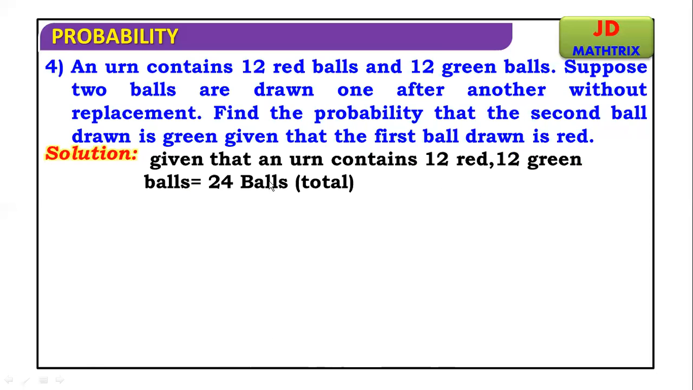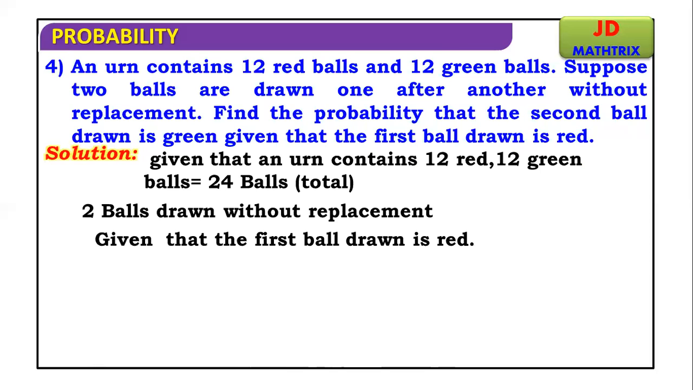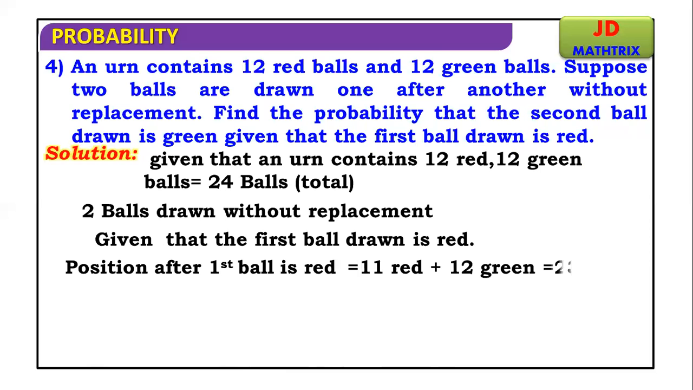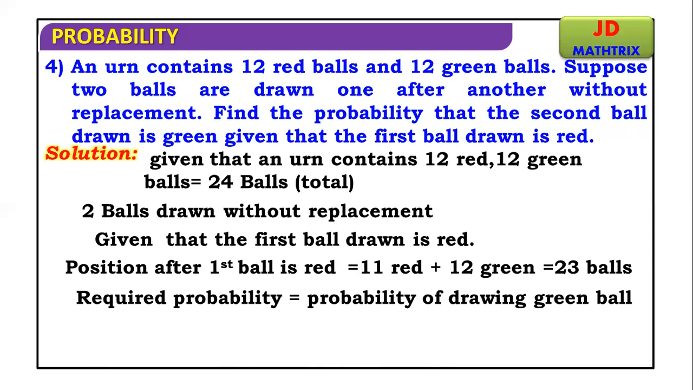Given that an urn contains 12 red and 12 green balls, there are 24 in total. 2 balls are drawn without replacement. Given that the first ball drawn is red, the position after the first ball is red: there are 11 red plus 12 green, which is equal to 23 in total. Required probability is equal to the probability of drawing a green ball. So now we have a total of 23 balls, of which 11 are red and 12 are green. If a ball is drawn at random, the probability of getting a green ball is 12C1 by 23C1, which is equal to 12 by 23.